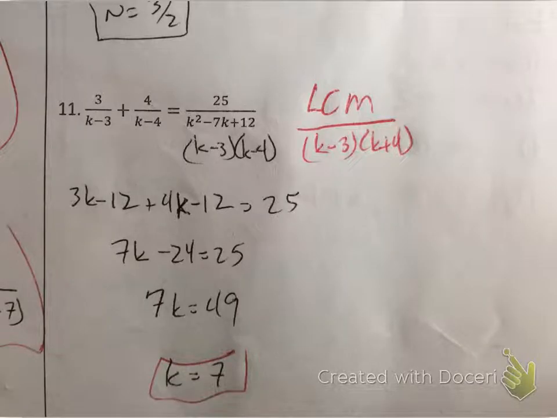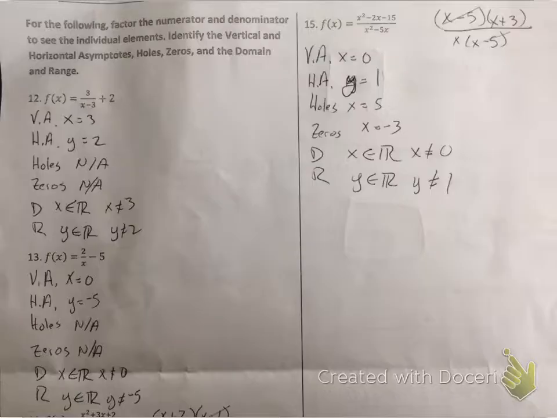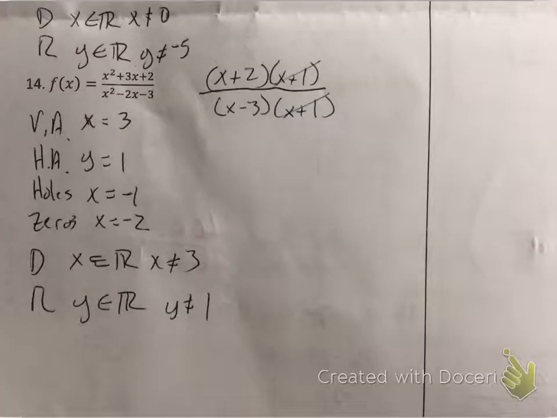Okay, so here are the answers for number 11. Do I have anything else? Nope, sorry. 12, 13, and 15. And then finally there's number 14. So there are all your answers. Now let's go through each and every single problem one by one.